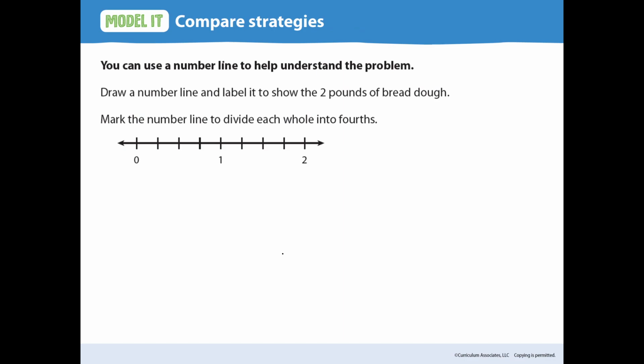You can use a number line to help understand the problem. Draw a number line and label it to show 2 pounds of bread dough. Mark the number line to divide each whole into fourths. So here's the number line already drawn. We can see here is the first pound, and here is the second pound. And each one of those pounds is divided into fourths. 1, 2, 3, 4. 1, 2, 3, 4. And we have 1, 2, 3, 4, 5, 6, 7, 8 1/4 sections.